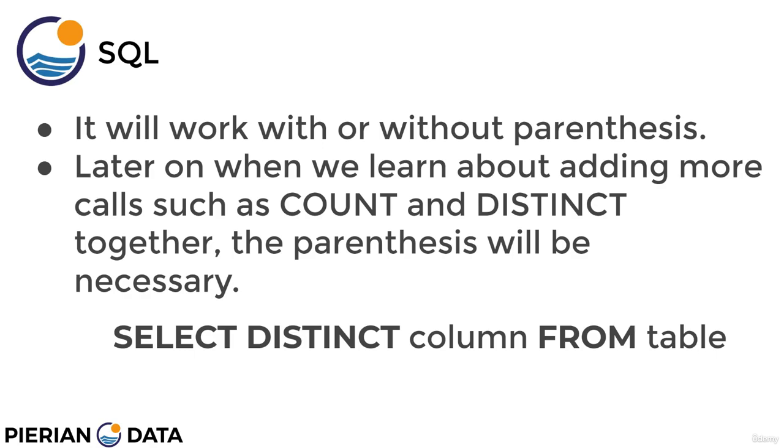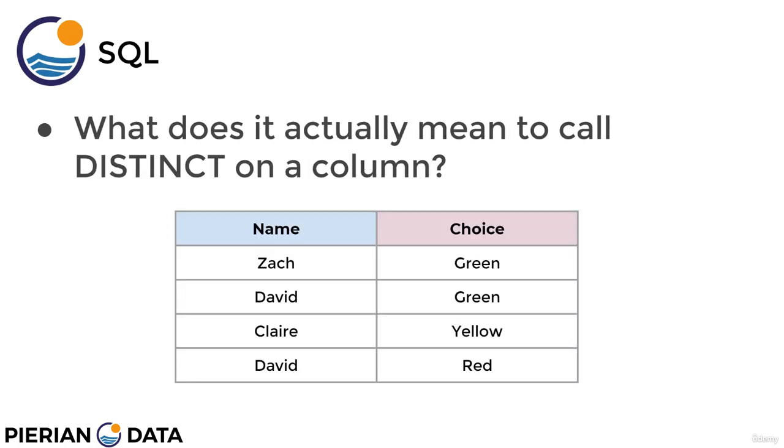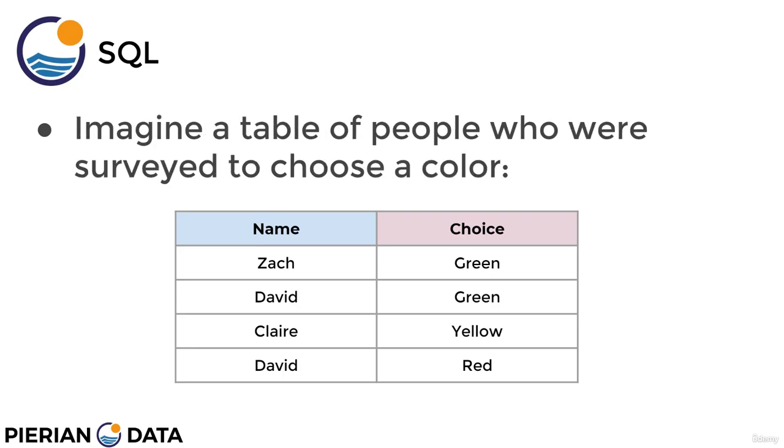Later on, when we learn about adding more calls, such as a count call and a distinct call together, some sort of parentheses structure will actually be necessary to clarify what is actually being called on what. But we're going to see that in a future lecture. Let's first think about what it actually means to call distinct on a column. Imagine a table of people who were surveyed to choose a color. So here we have the names of the person, just their first name, and then the color choice they made.